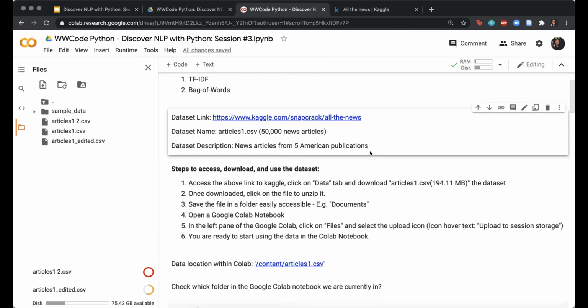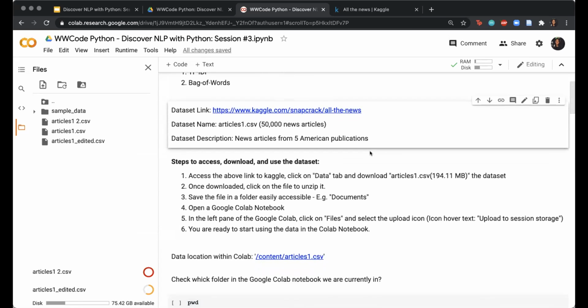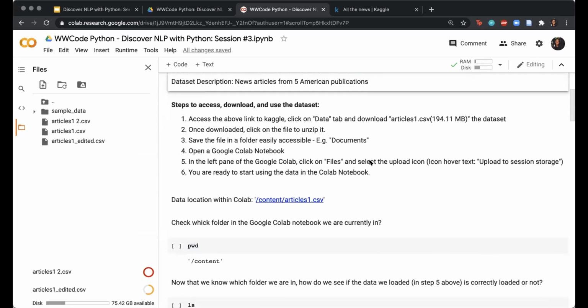So first, let's talk about how to access the data. As I already mentioned, you can click on that link. You can then click on the download button. The data set is quite large, and you can download that from there. One zip file would be downloaded, so you can unzip that, and you can save the file in your folder, which is easily accessible.